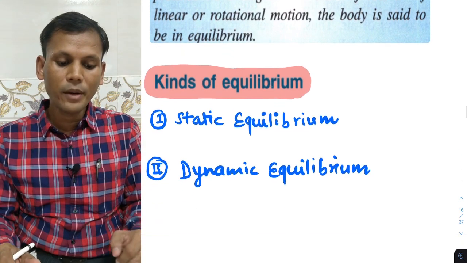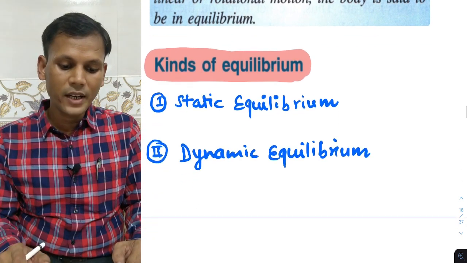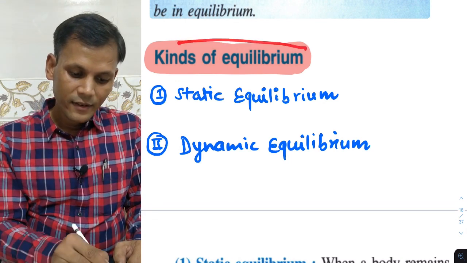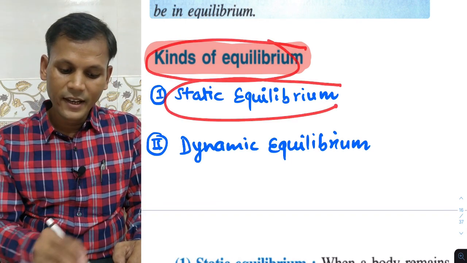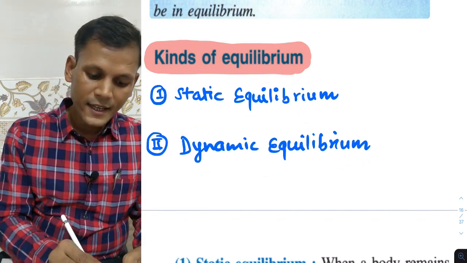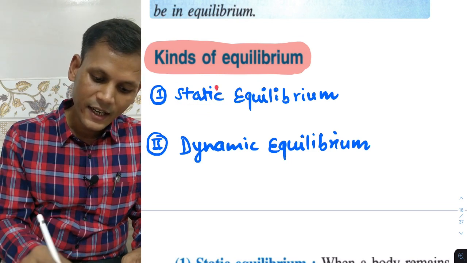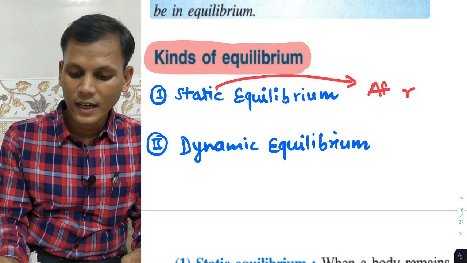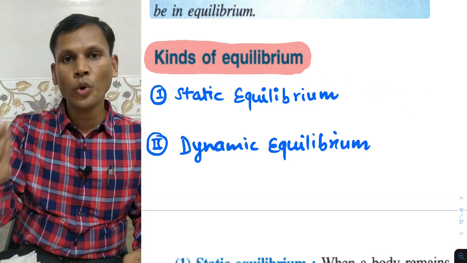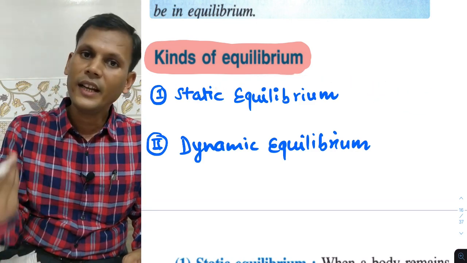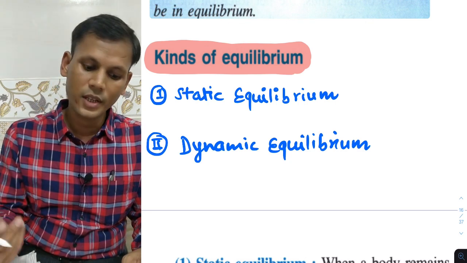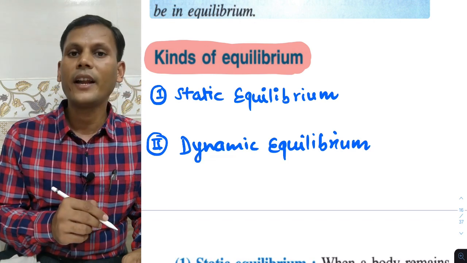Now, kinds of equilibrium. What are the types of equilibrium? Two types of equilibrium are here: one is static, another is dynamic. Static means at rest. And dynamic means whatever position it is in, if it is rotating, then it is continuously performing rotational motion. Then that will be said to be dynamic.